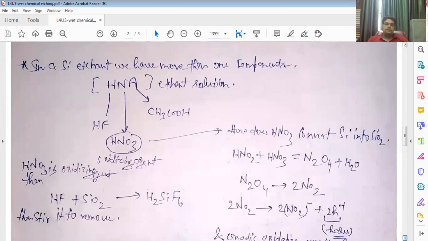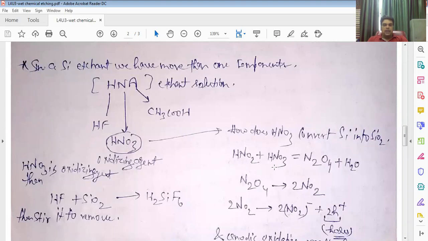So what is the etchant solution that is used for silicon etching? The HNA etchant solution is used. H stands for hydrofluoric acid, N stands for nitric acid, and A stands for acetic acid, that is CH3COOH. First of all, HNO3 acts as the oxidizing agent, it basically oxidizes the silicon. So how does this oxidize the silicon?